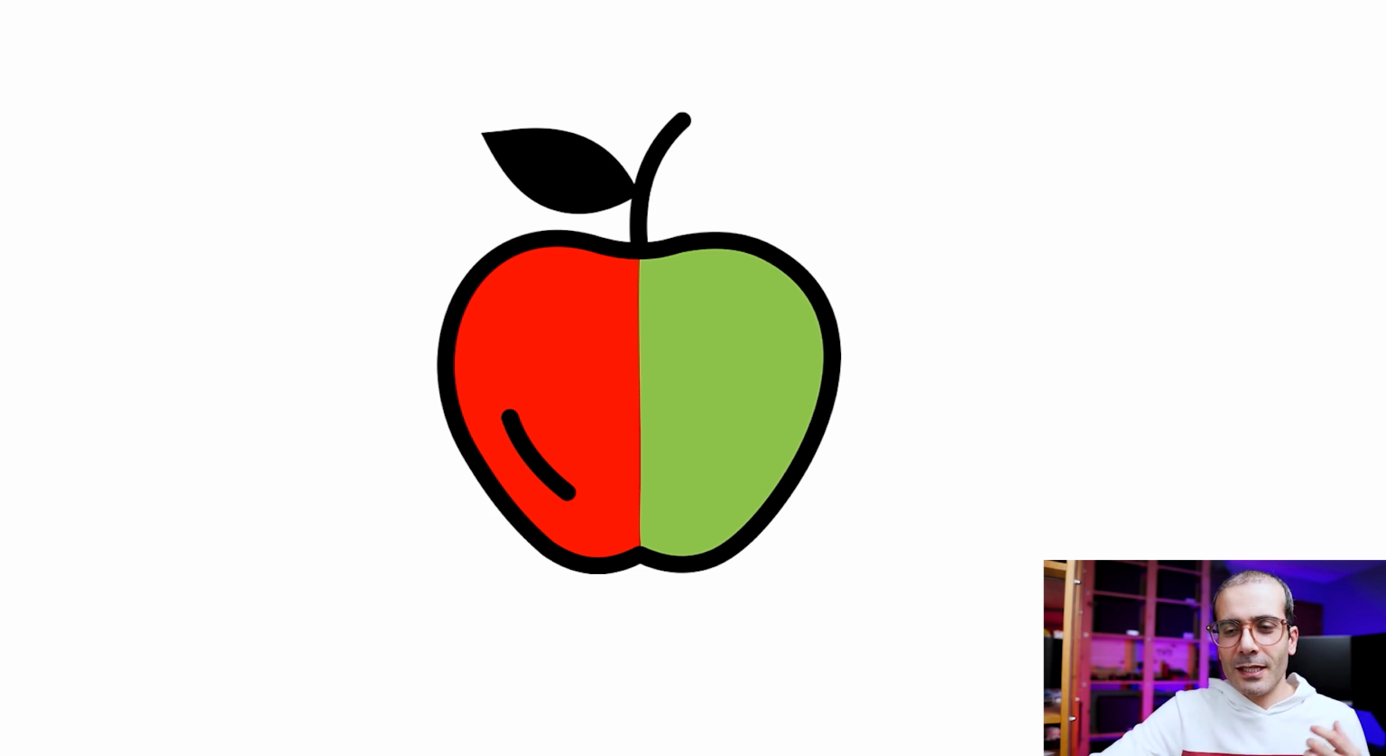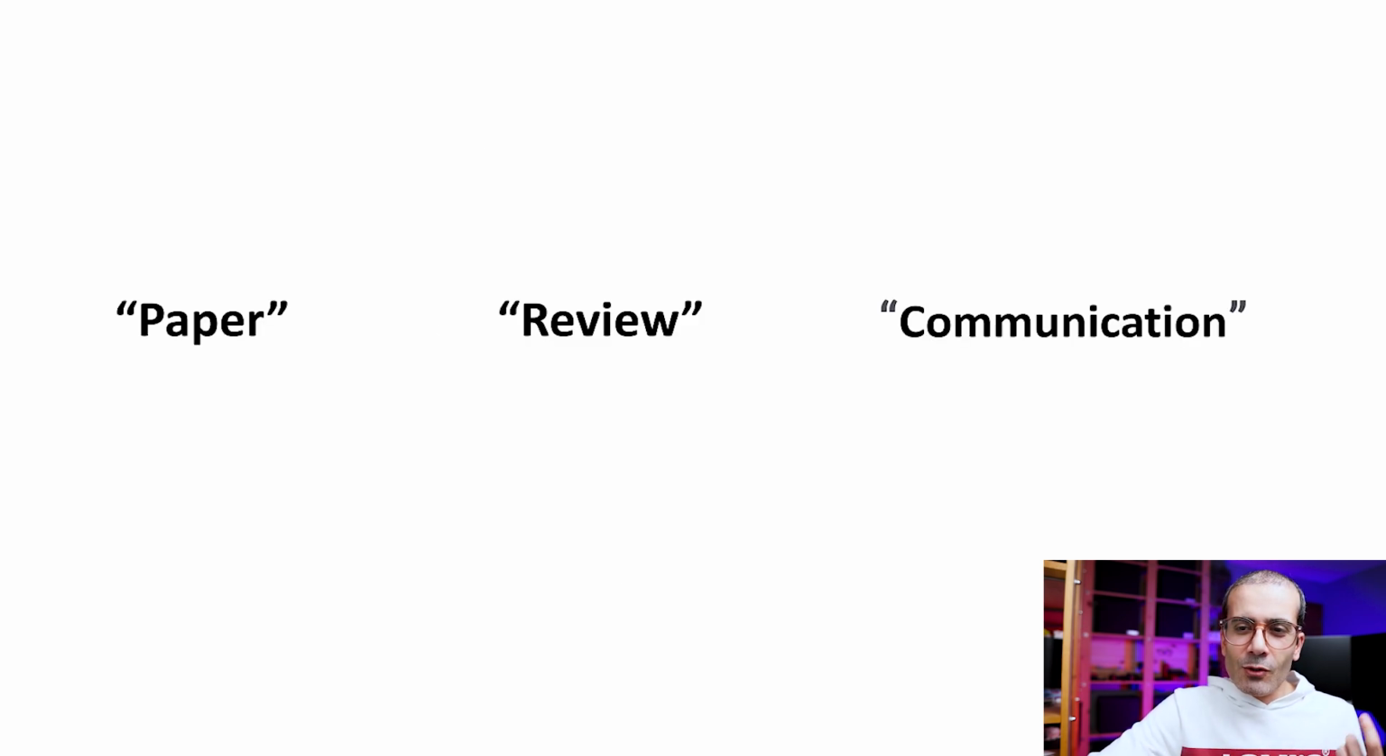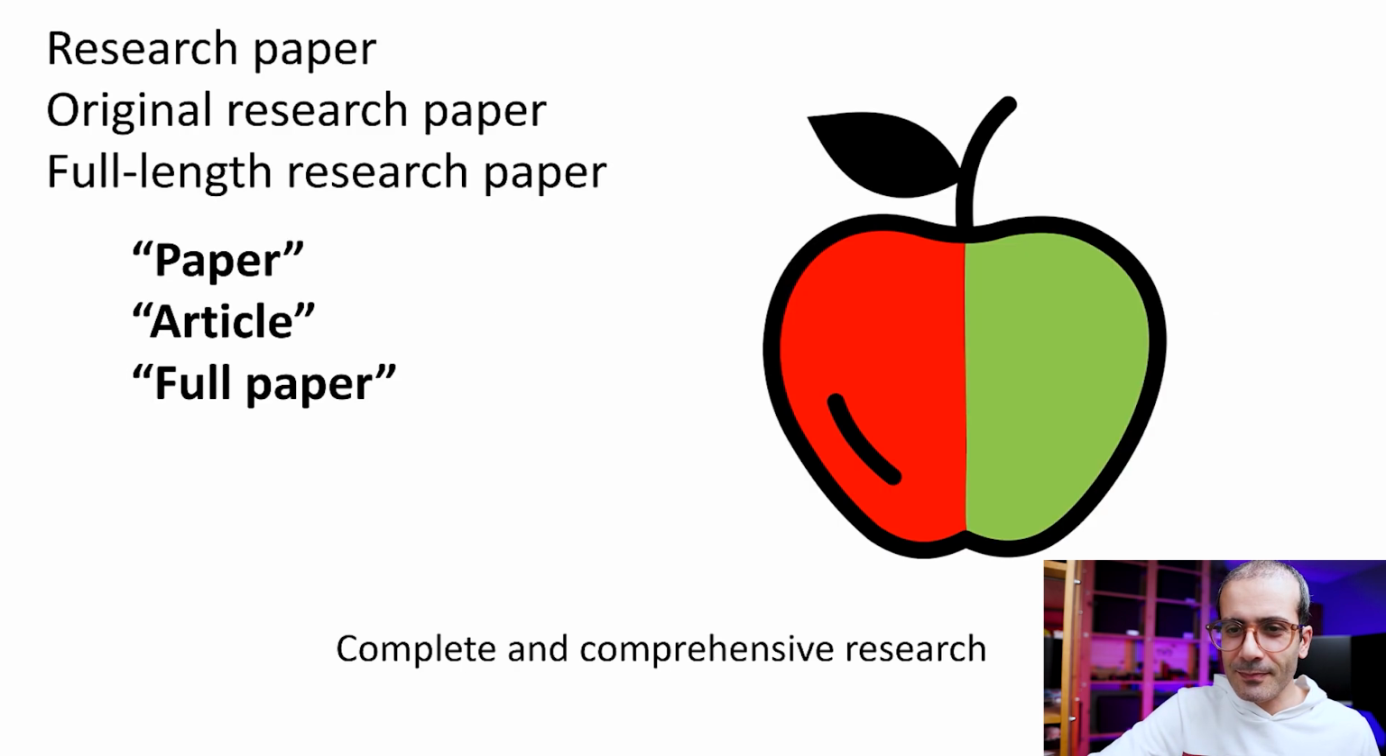I didn't want to use a specific example in chemistry, so this is just to make it easy to explain. All right, so we have three types of research paper. There are more than this definitely, but three of them are the ones that you hear the most: the paper, review, and communication. I'm going to use that apple to explain these.